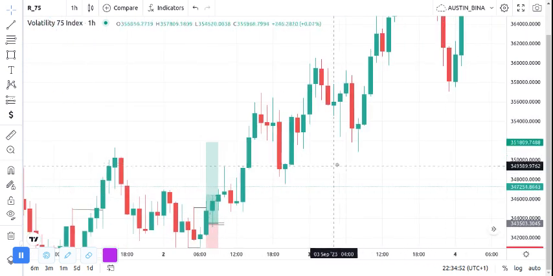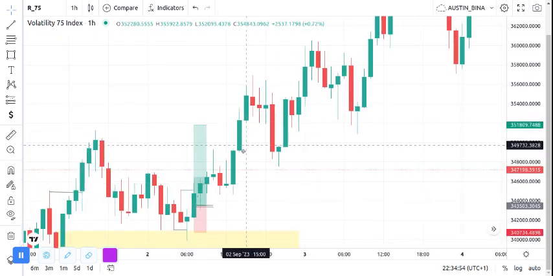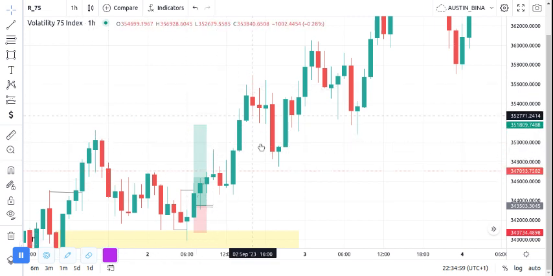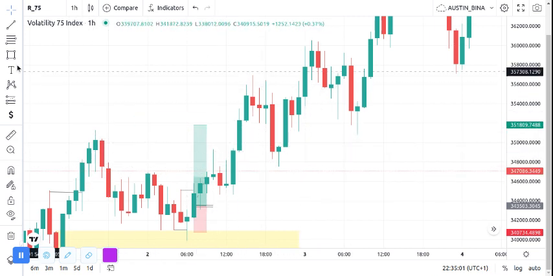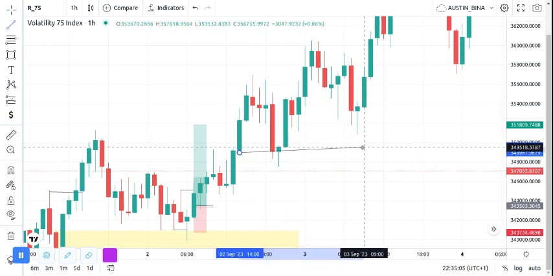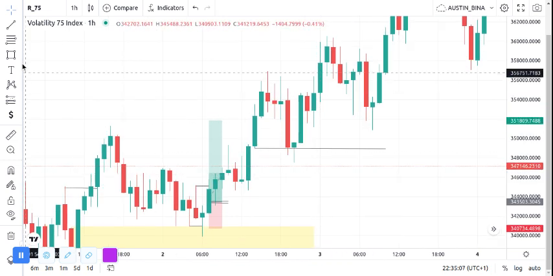So now, after price took out this, look at this expansion, right? Expansion took out all of these highs, right? So what are we going to do next? We are going to outline internal range liquidity. This is where the internal range liquidity comes into play now.